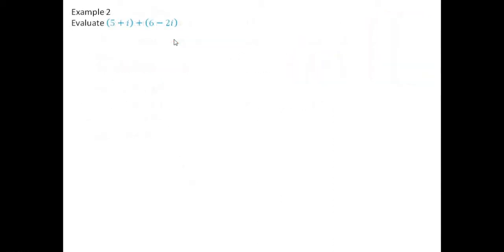Now, let's take the second example. We have (5 plus i) plus (6 minus 2i). And here we also use the usual algebra. We just take out the brackets. When we take out the brackets, we have 5 plus 6 plus i minus 2i. Then this will just simplify to 11 minus i.